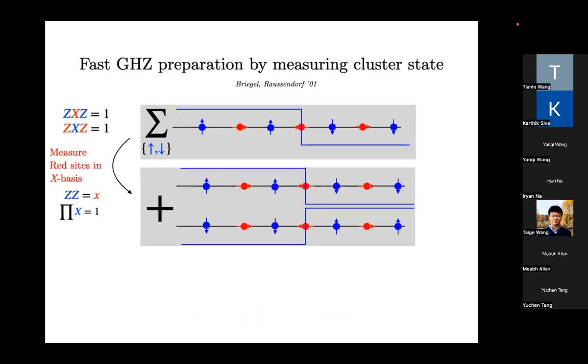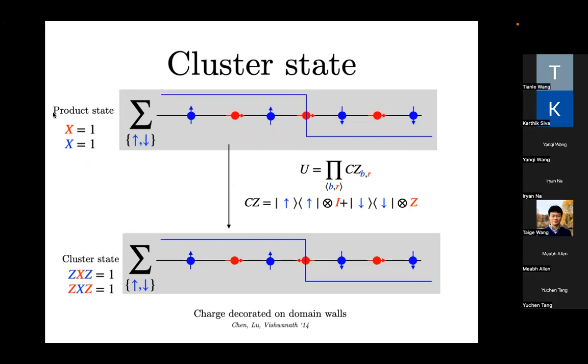Now let me show you how you can actually prepare a GHZ state quickly by measuring the cluster state. After we have the cluster state, we have a superposition of all this. I should also mention that if you think in terms of stabilizers, you can start with stabilizers directly, conjugate with this circuit, and from properties of control Z, you can figure out that the stabilizers of the resulting state are given by Z x Z on every site.